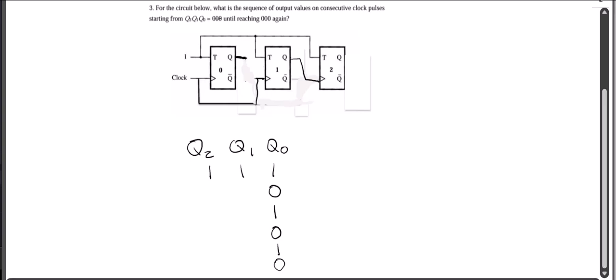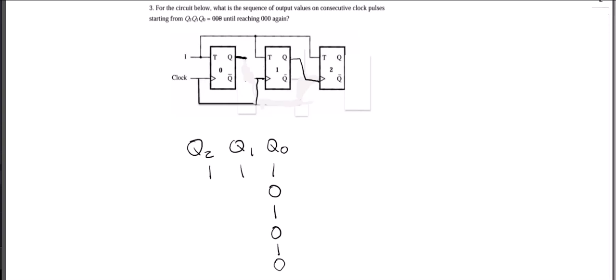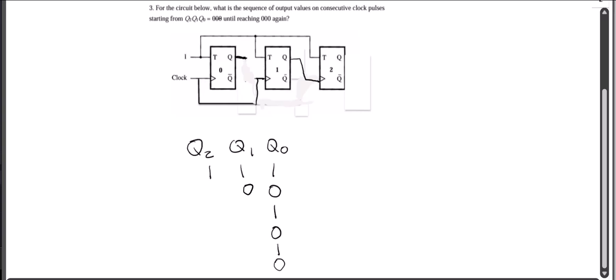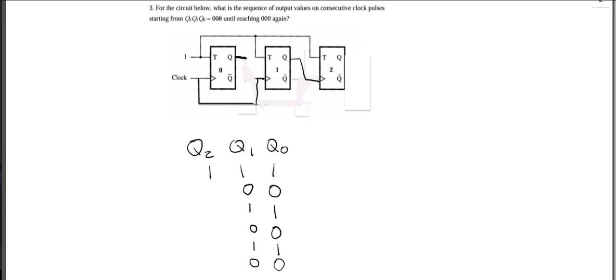Now, Q1 also has the clock as its input, so it will also toggle every time. So it's Q2 that we have to pay attention to. Now, this is the tricky part. What does a positive edge mean? It's when it went from 0 to 1.